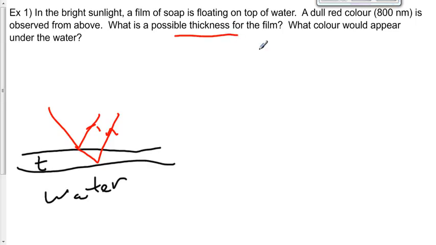All right, so hopefully you're back with me, and you're going to jump on and help me solve this one. So if we're talking about reflection here, we know that because we're viewing it from above, and we're looking for a maxima or a bright spot, we're going to be dealing with the 2m plus 1 case. (2m plus 1) over 4 times the wavelength. We know the wavelength is 800 nanometers. Of course, you're going to use meters as your length.